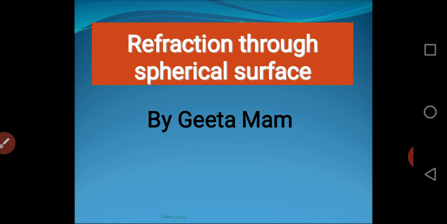Let us see what is meant by refraction through spherical surface. Before this, we can recall about refraction. What is meant by refraction? Whenever a ray of light passes obliquely from one transparent medium to another, it deviates from its path. This phenomenon of change in path of light as it travels from one medium to another is called refraction.